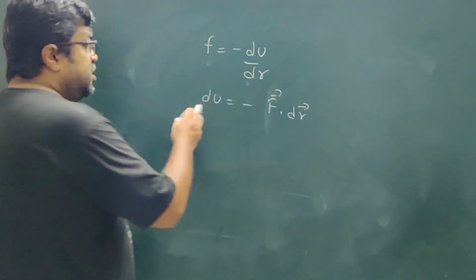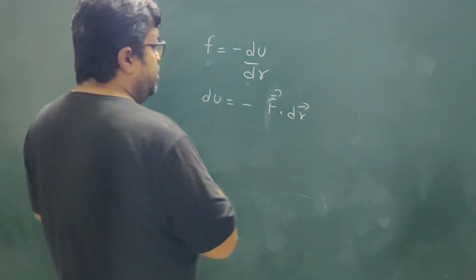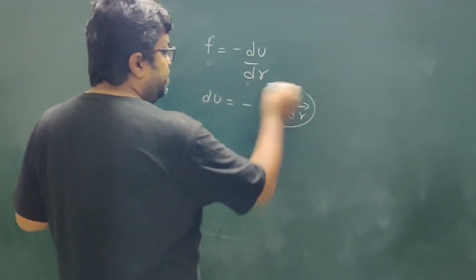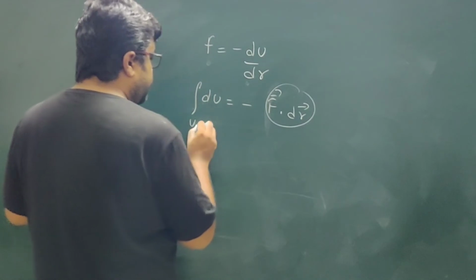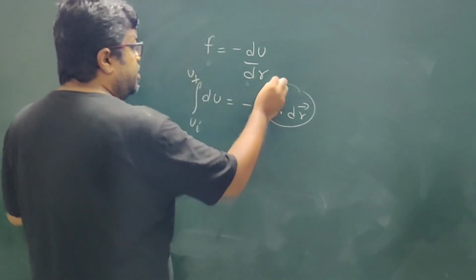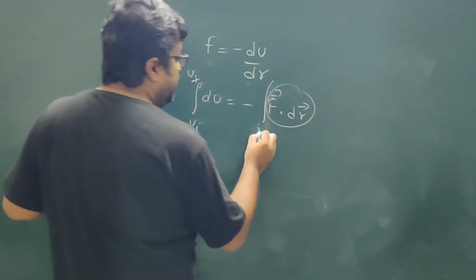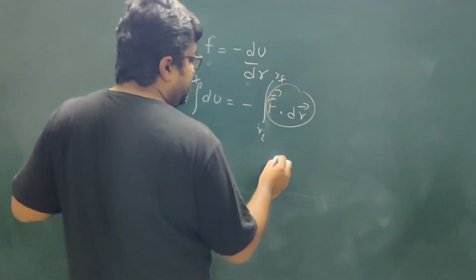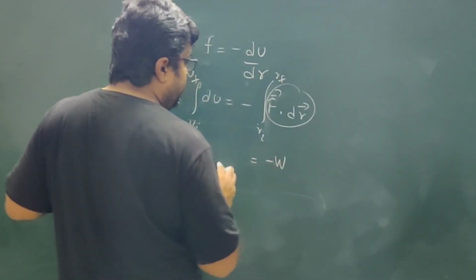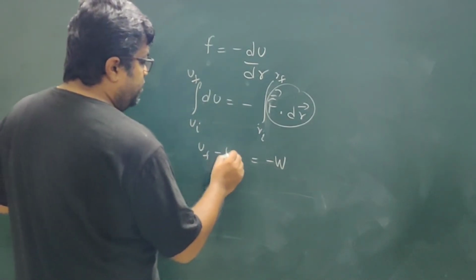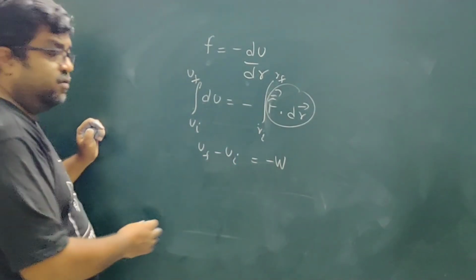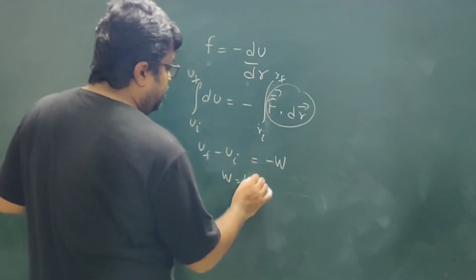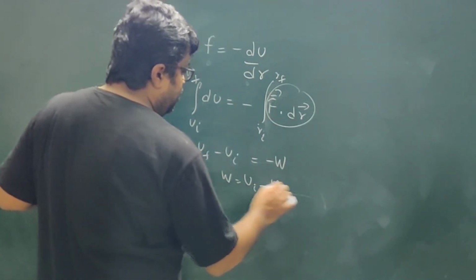So this is potential energy. Now what is this? This is work done. Suppose this is the initial potential energy and this is the final potential energy. If you integrate this, from the initial position to the final position, this will be the work done. So this is minus W, this is U final minus U initial. If I take the minus sign over here, work done is equal to U initial minus U final.